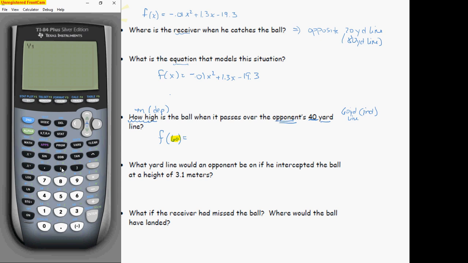y1 of 60. So how high is the ball? 12 2/3. Let's look at the graph and hit trace. And remember, you have to arrow up to get on the equation. Trace 60. Right? Do you see here? Here's the ball after it passes the vertex.